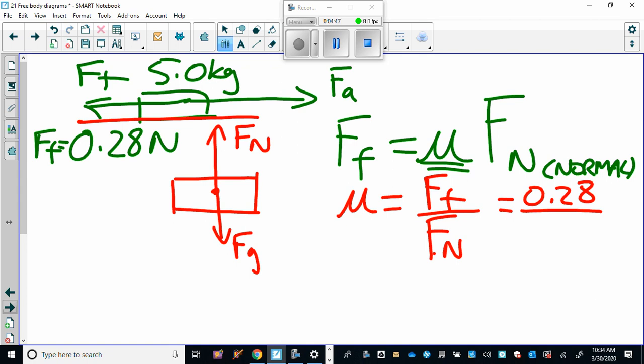And what is the force of gravity of this puck? Simply the mass times acceleration due to gravity. So this is just going to be 5 times gravity. And the negative is irrelevant. All right, so that's how you get the coefficient of friction in this question for question number 2. Good. Question number 3.